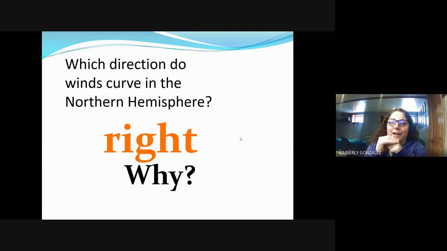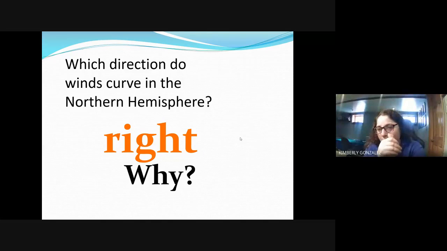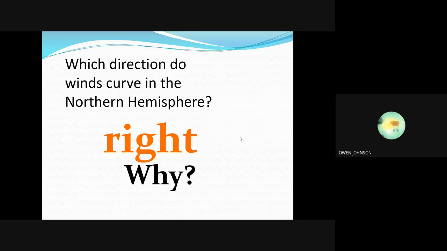Very good. Okay, now why is it to the right? Coriolis effect. And what does the Coriolis effect tell us? That the Earth is rotating. Exactly, guys.